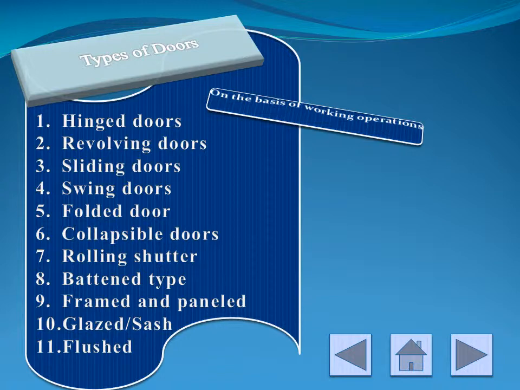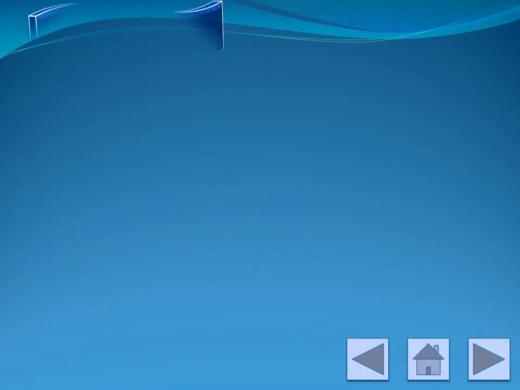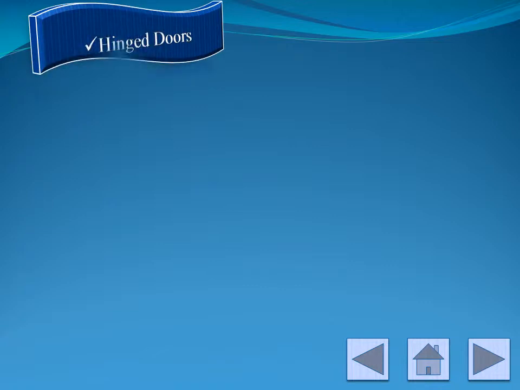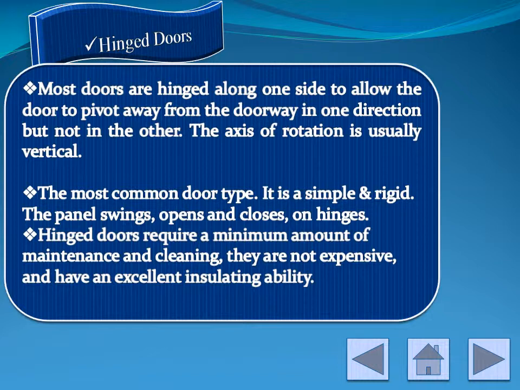We will be looking at these one after the other. The first one we'll be talking about here is hinged doors.